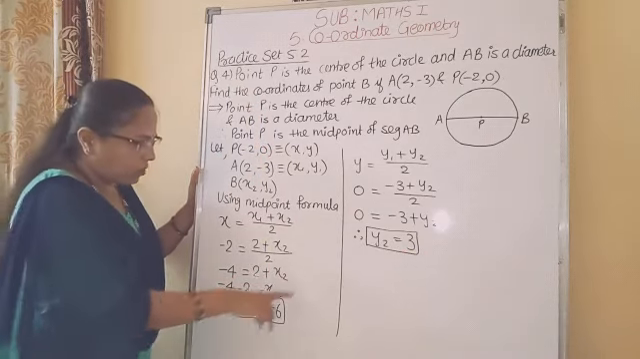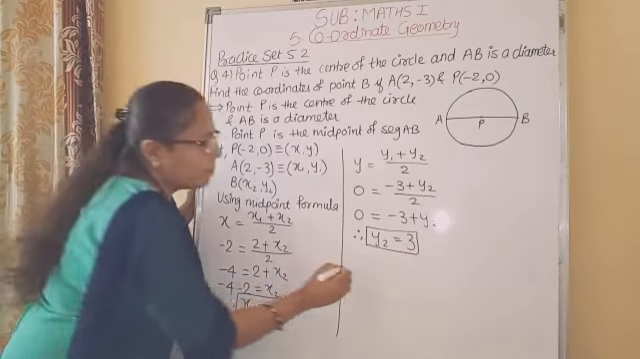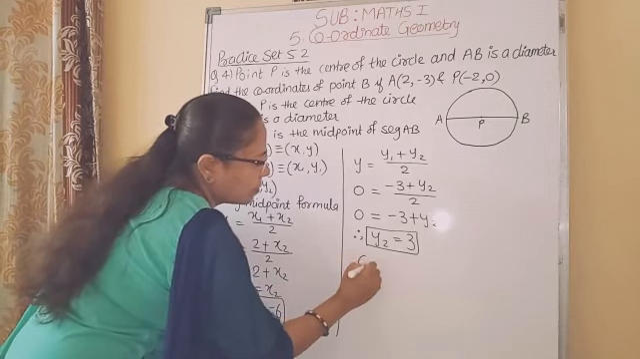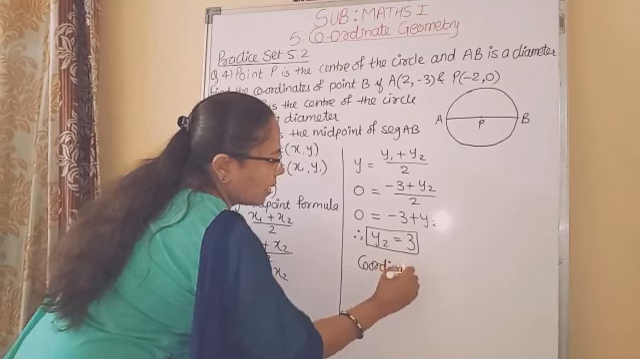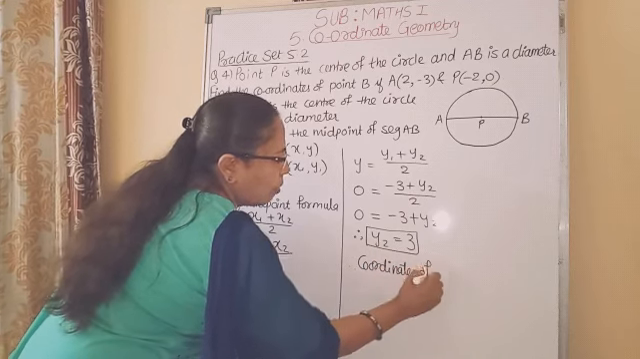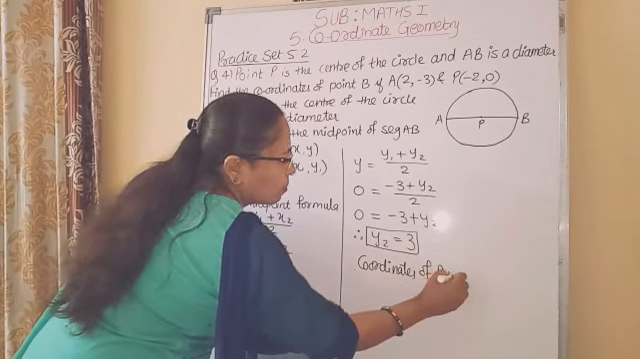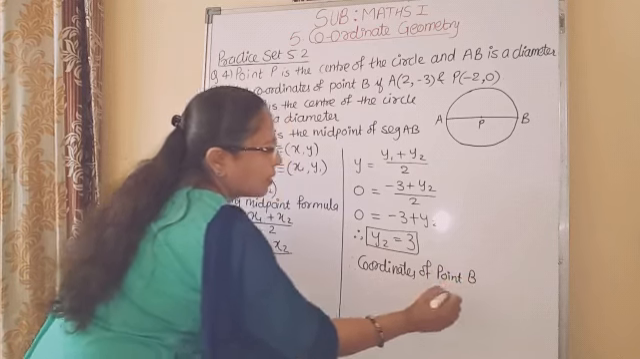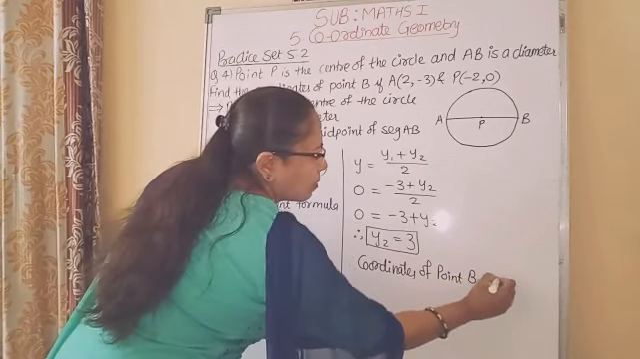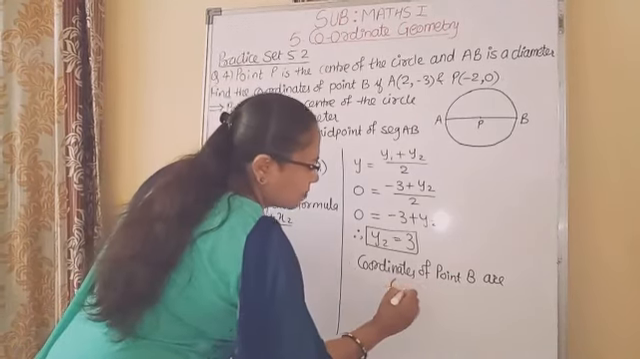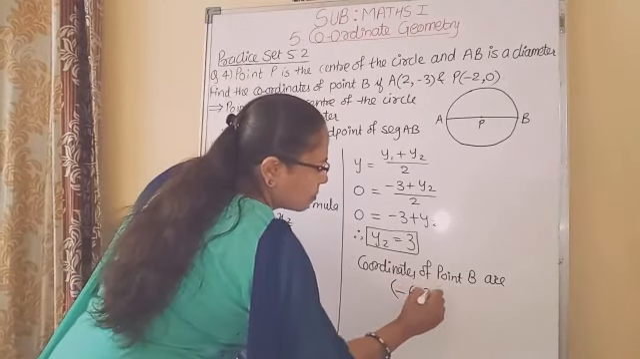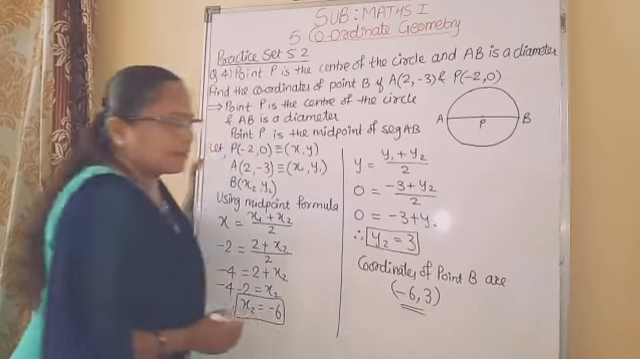Okay, so this way we got the coordinates of point B. Therefore, we will write the answer: coordinates of point B are minus 6, 3. So this is the answer.